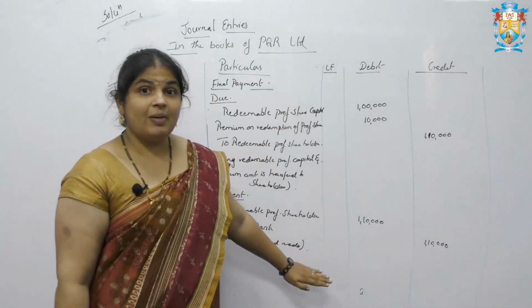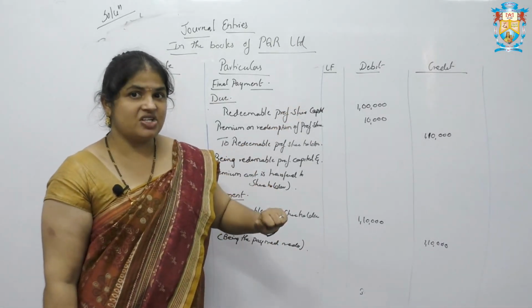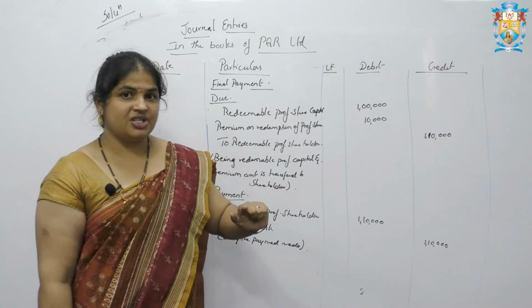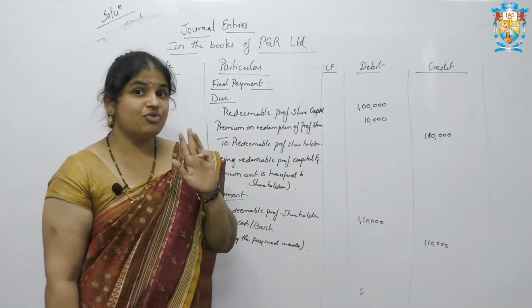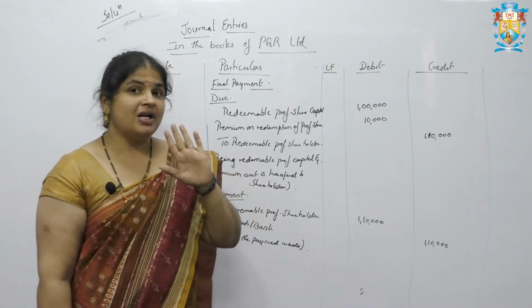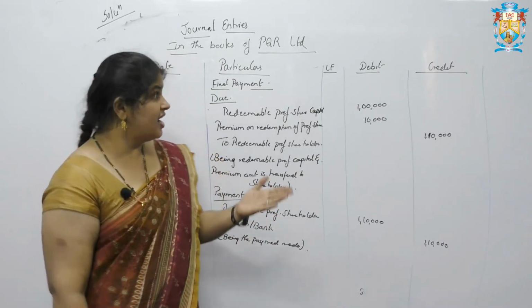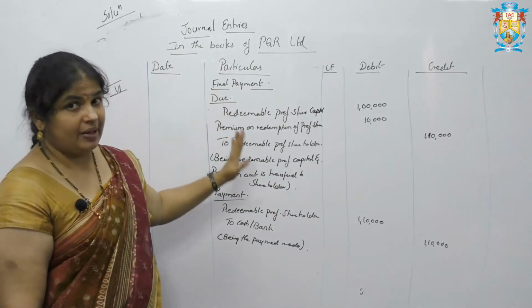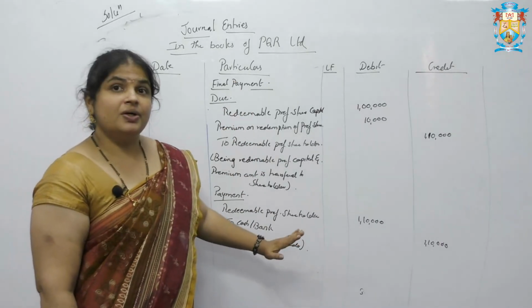So this is all about the 5 steps. First is conversion. Second one is fresh issue of share. Third is sale of asset. Fourth one is arranging the premium amount. Fifth one is creation of CRR, and the last one is final payment. So this is all about the problem.